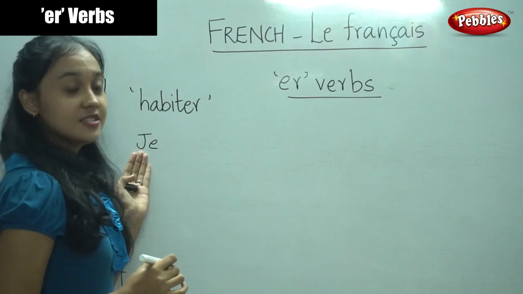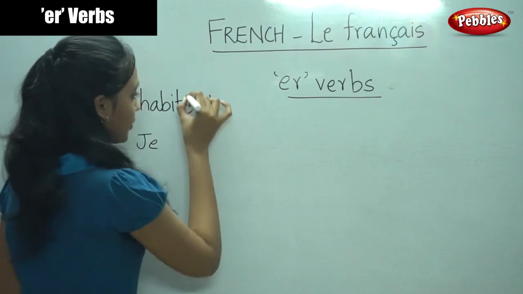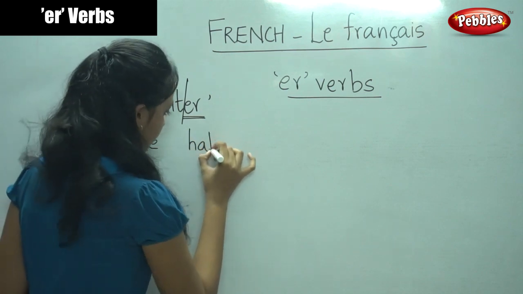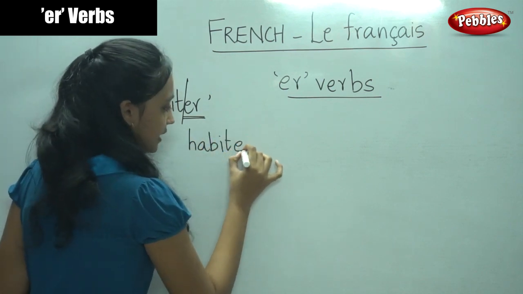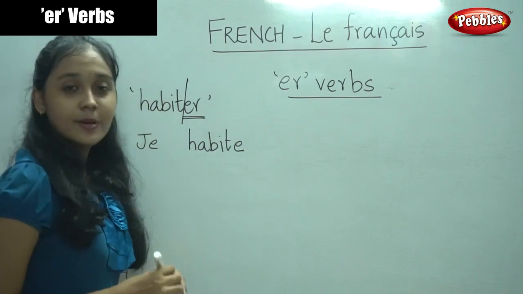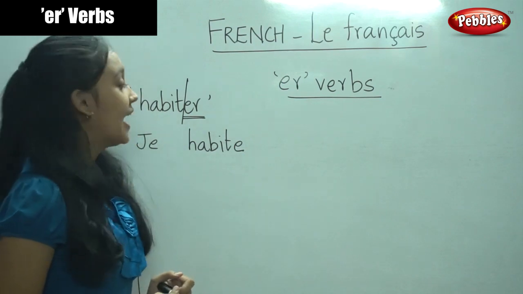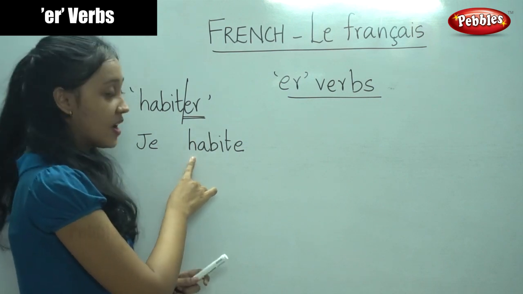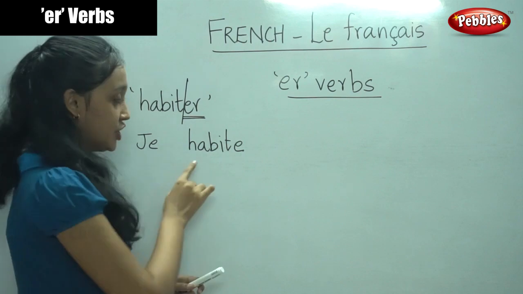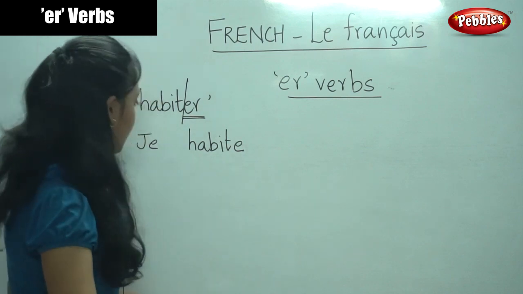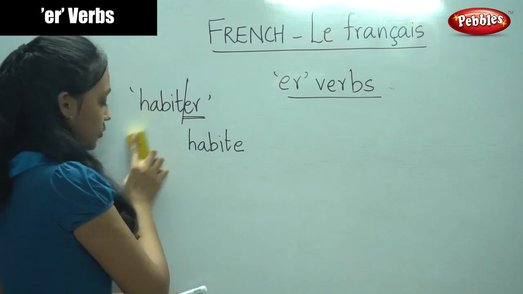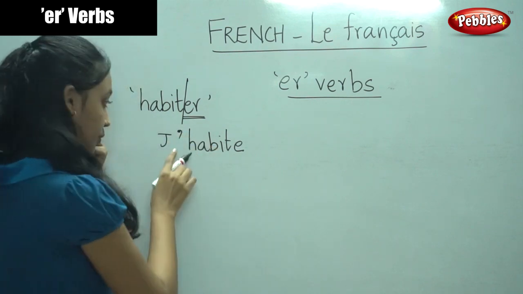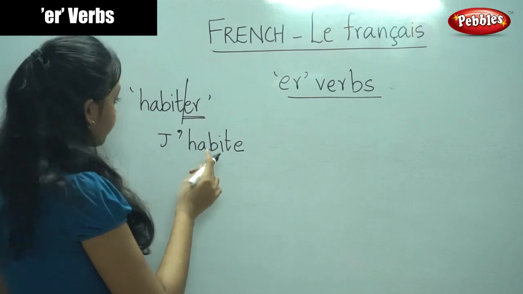So, what is the conjugation for je? Yes, we would remove E and R and replace it with E. However, do you remember the H mute that I taught you? Yes, habiter, though it begins with H, is pronounced without the H. The H is silent. Therefore, this would be j'habite. The E would be replaced with an apostrophe.